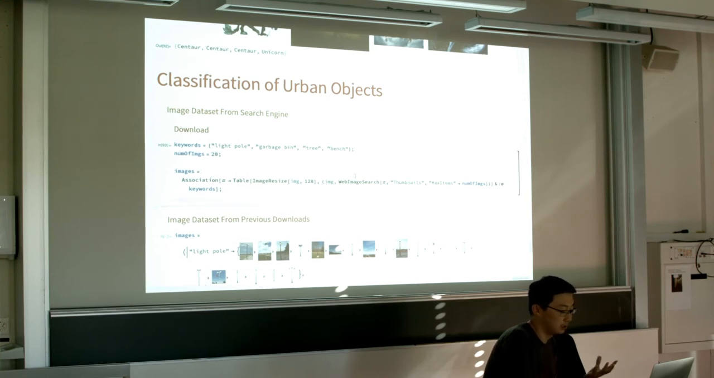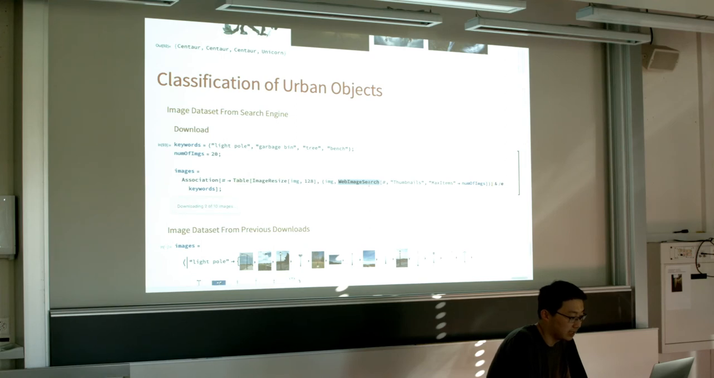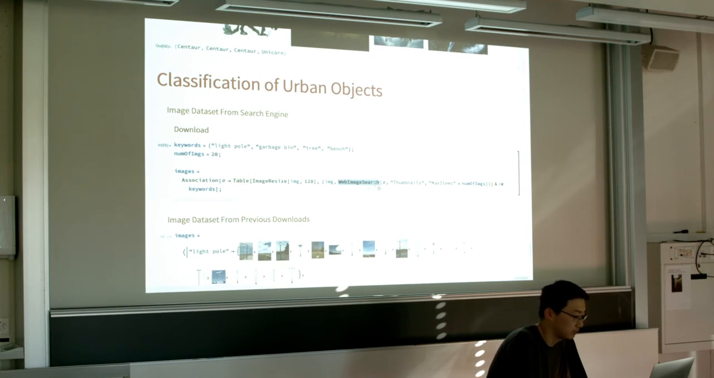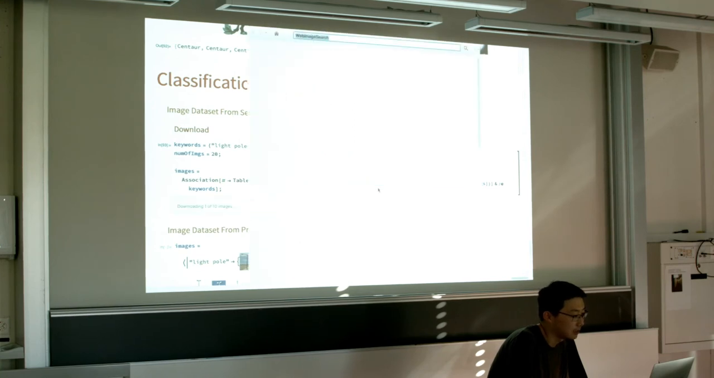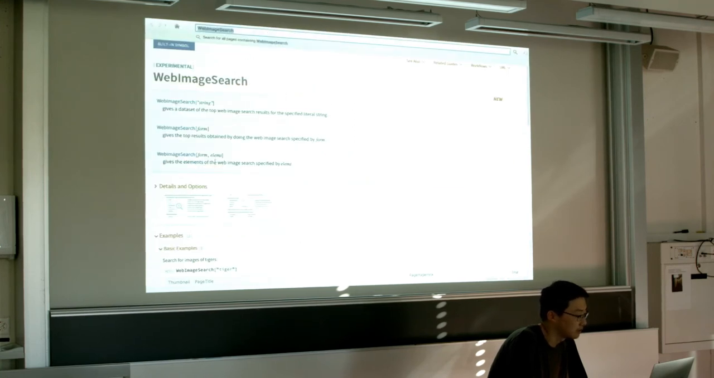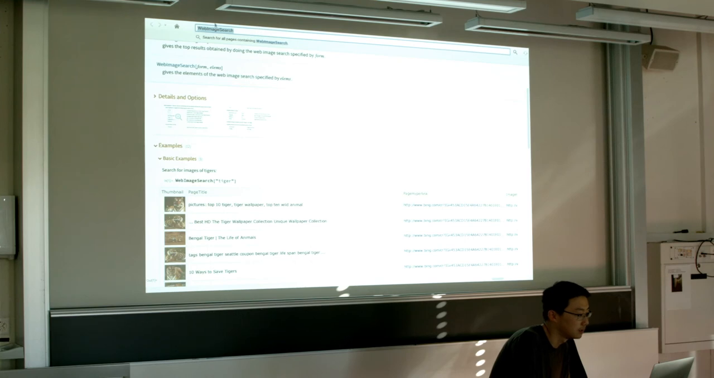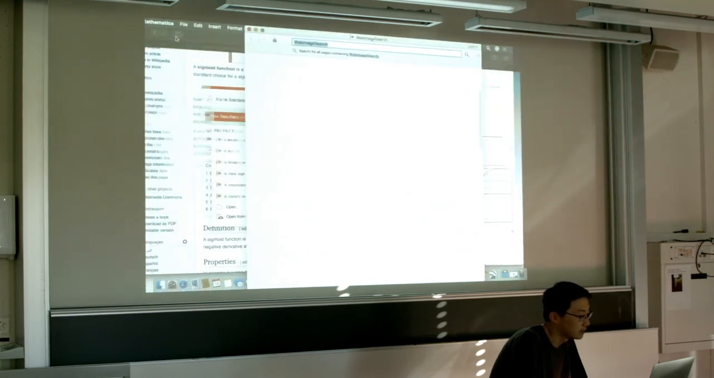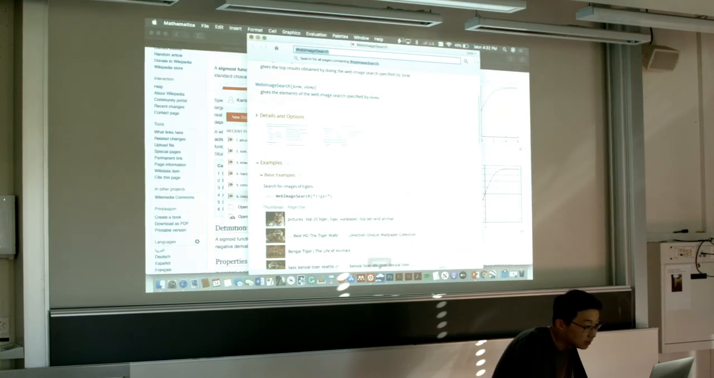The core of this code will be this web image search. You can select this function and then click this item so that you see what this function is about. So basically this is the function we use.